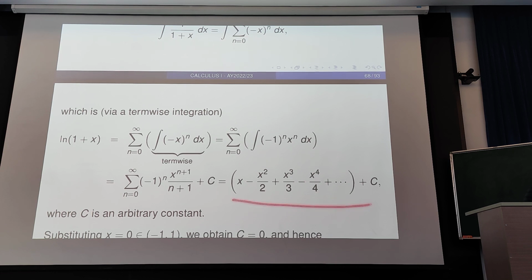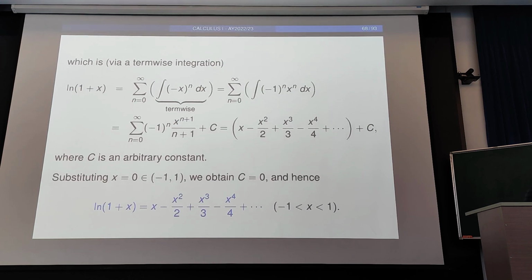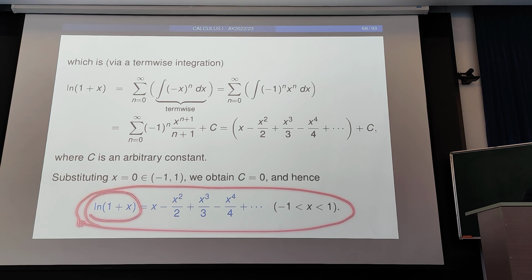Then you will get this power series representation. But yes, we need to determine the constant c. It's very easy by substituting x equal to 0 into this formula. You will find the value of c, and here c equals 0. That means you have this power series representation of this logarithmic function.